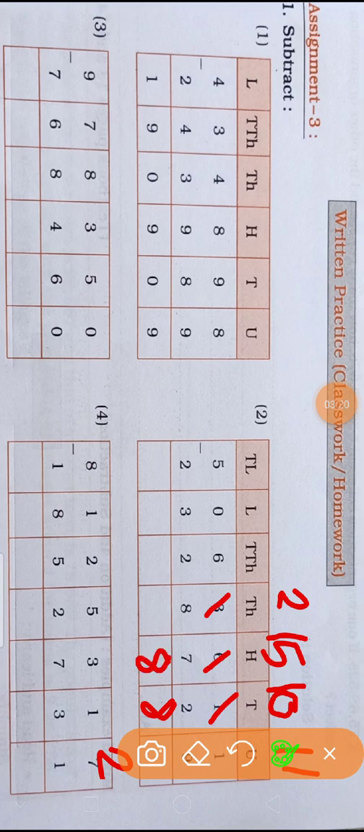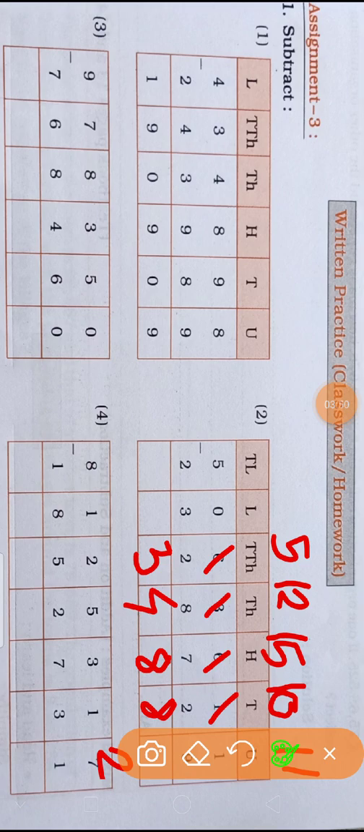Okay, now 2 minus 8, again it's not possible. Then what will we do? We'll take 1 borrow from the next place. In the next place the number is 6. So 6 minus 1, 5 remains, and here 12 is formed. Now 12 minus 8, 4 remains here. Okay, now 5 minus 2, it's possible. So 5 minus 2, 3.